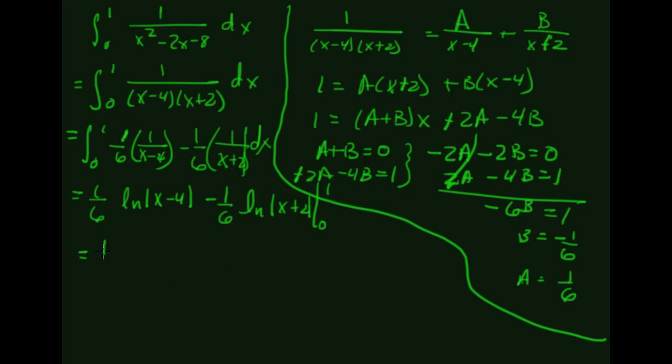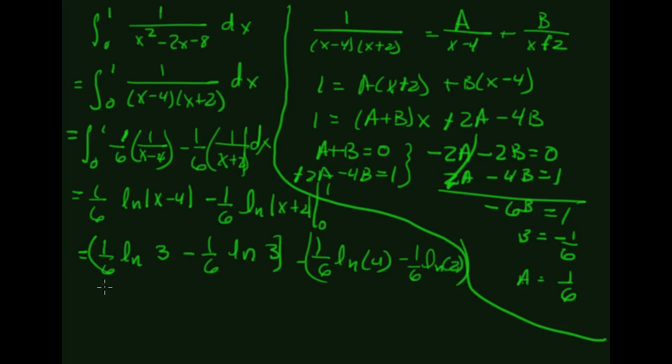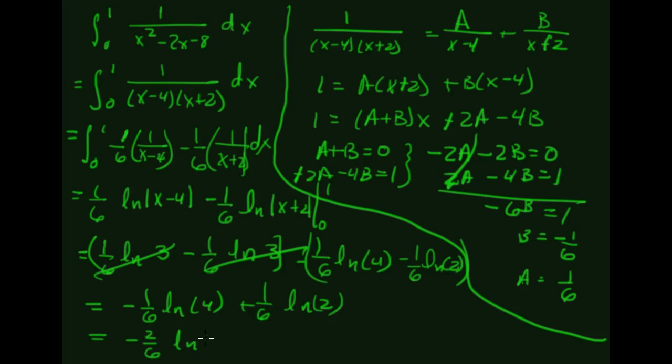Put the 1's in there, and I get 1/6 times the natural log of 3 minus 1/6 times the natural log of 3, sorry, so that's the front one, minus 1/6 times the natural log of 4 minus 1/6 times the natural log of 2. So these cancel. Makes this negative 1/6 times the natural log of 4 plus 1/6 times the natural log of 2, which would be negative 2/6 times the natural log of 2 plus 1/6 times the natural log of 2, which gives me negative 1/6 times the natural log of 2.